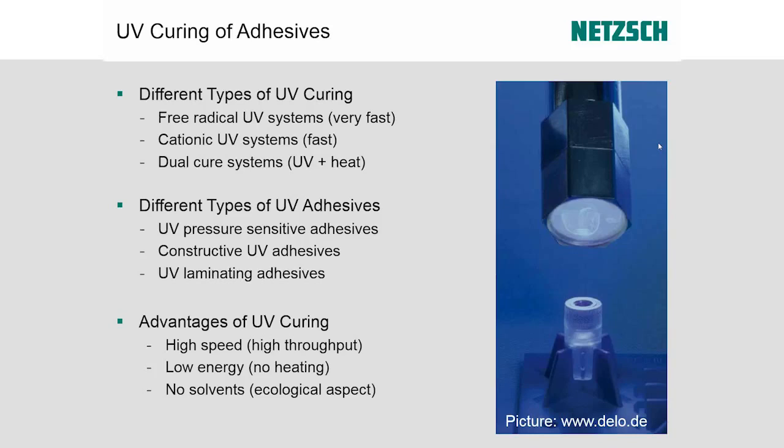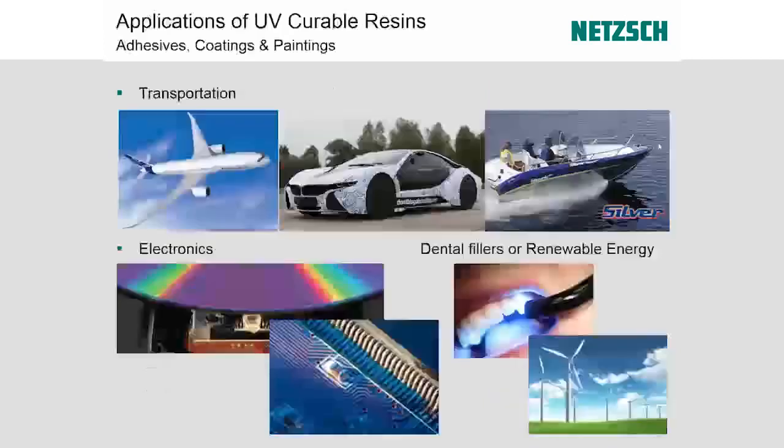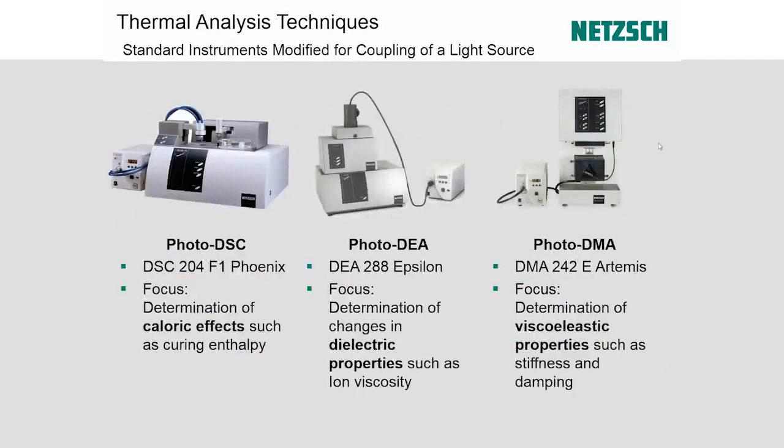Primarily, they're high speed, high throughput systems, relatively low energy required, and there are no solvents in most of these systems. These go into all kinds of applications, anywhere from transportation, the aviation industry, to automotive, to marine, electronics, even dental fillers, and some in renewable energy. But what we're here today for is to figure out how we can analyze this actual process of using these UV curables as well as identifying parts of the cure.